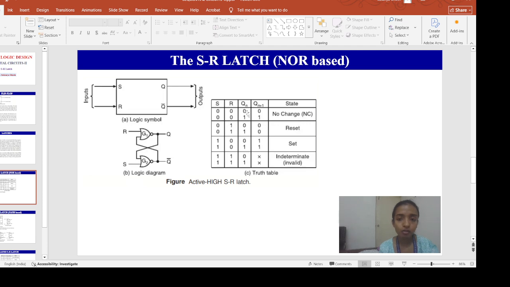In this truth table, which is shown over here, Qn represents the state of the latch before applying the inputs, that is the present state of the latch, and Qn plus 1 represents the state of the latch after the application of the input, that means the next state. Alright.